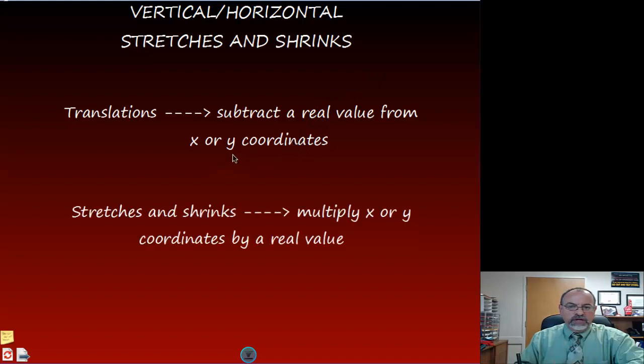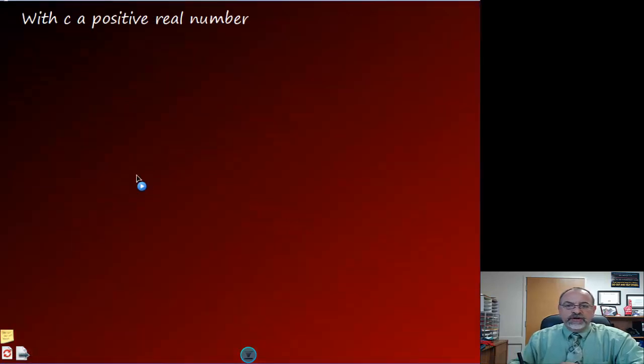However, when we're looking at stretches and shrinks, we're going to multiply the x or y values by a number, and that's going to actually affect the shape. When you stretch or you shrink something, it actually affects the shape of it, and it's not as simple as moving it like we are when we're doing translations. So if we take a positive real number, and this is a very important note to make in your notes as you're listening: stretches and shrinks are always positive real numbers.